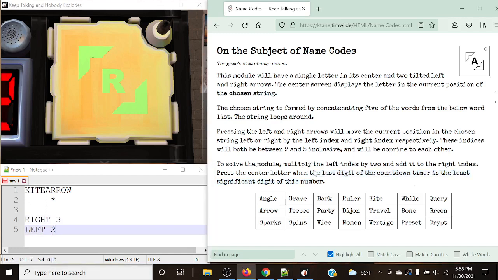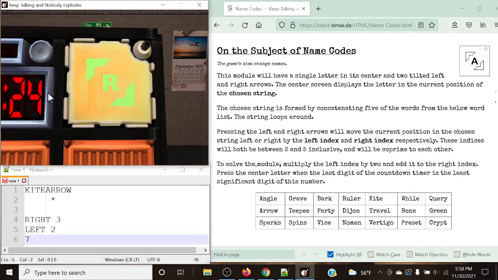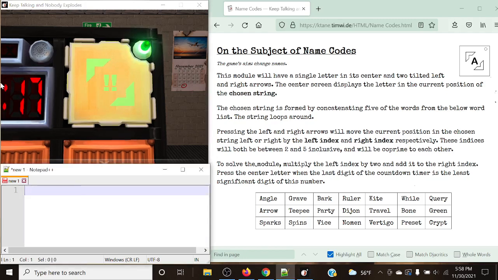So let's do our little formula here. We're going to multiply the left index by 2. 2 times 2 is 4. And now we're going to add 3, giving us 7. And now we're going to submit when the last digit is a 7. Very simple module. It can be a little bit tricky to figure out where you're at. But just like that, this is the module.